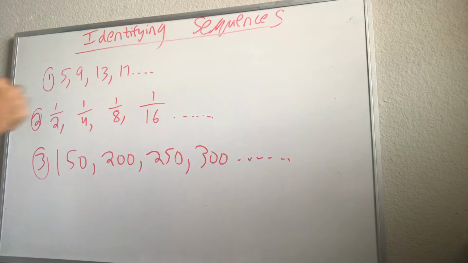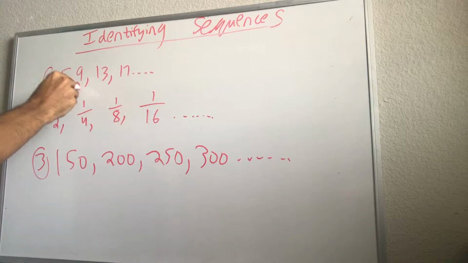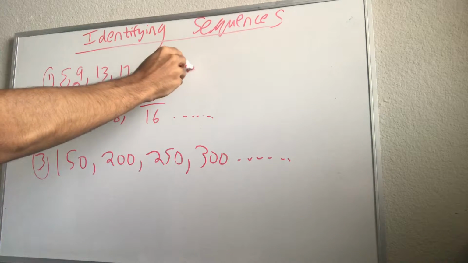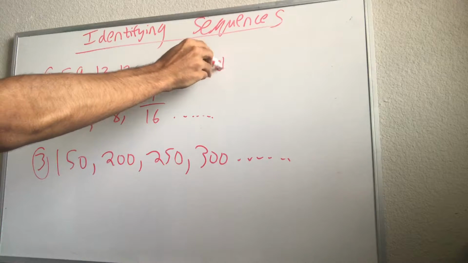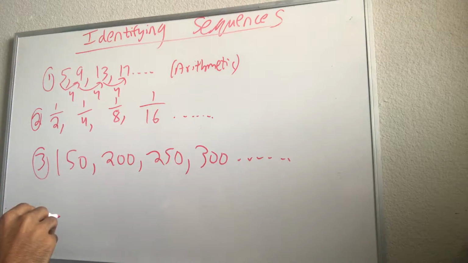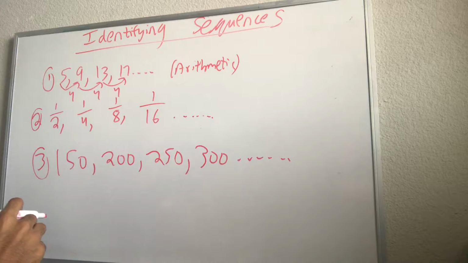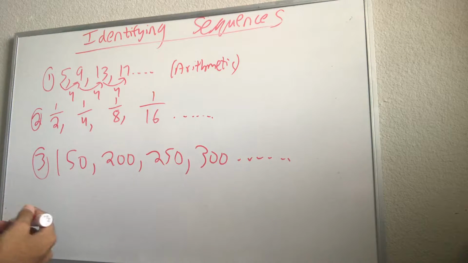We see that there's a common difference of 4 here, a common difference of 4 here, and a common difference of 4 here. Therefore this is arithmetic. The reason this is arithmetic is that there's a constant rate of change. We should always see if there's a constant rate of change. If there is, then it's arithmetic. If there's not, it could be geometric.